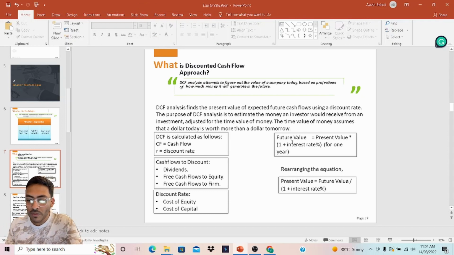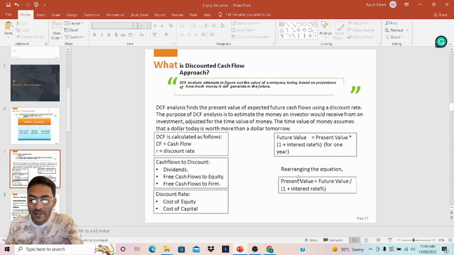Pay attention to this. So future value is equal to present value multiplied by 1 plus interest rate. So in an example of a fixed deposit, let's say you invested 1 million today and you are going to get 10% interest annually. So at the end of year one, what is the value of your asset? Your asset is 1 million plus 100,000 interest at the end of 1 year. So 1.1 million at the end of year one.